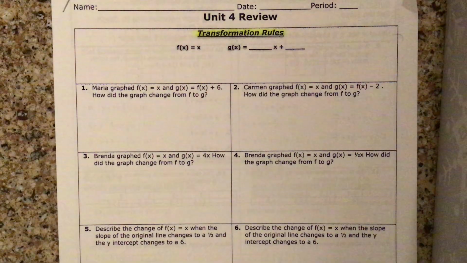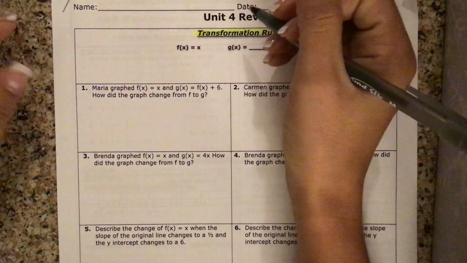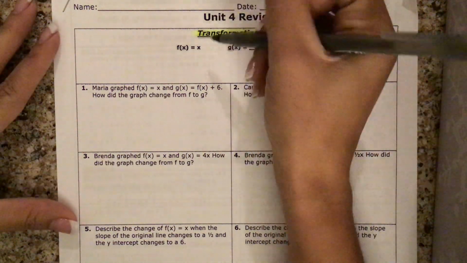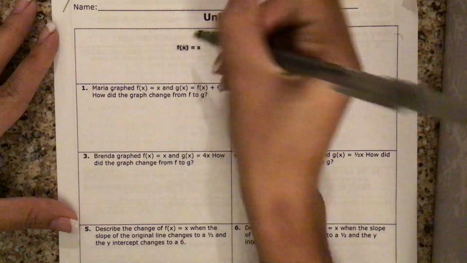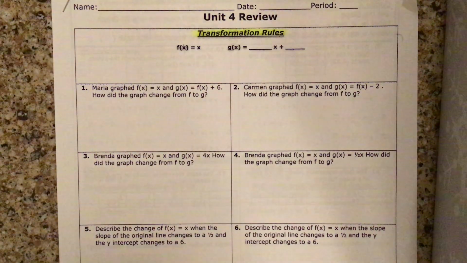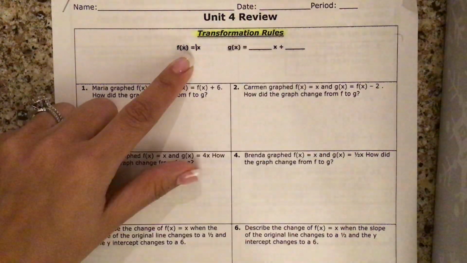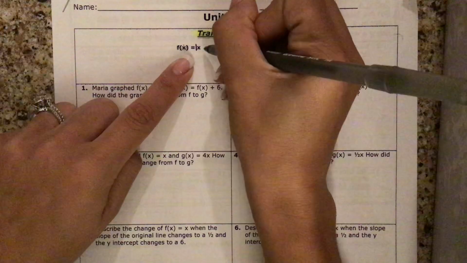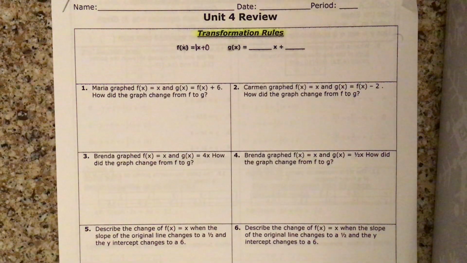So the first unit that we are going to go over was the transformation rule. In unit 4, the first piece that we talked about was something called transformations. Transformations means that we start with a parent function. So my parent function, f of x, which is the same as y equals x. In the parent function, it had a slope of 1 because that's a 1x, and it had a y-intercept of 0 because there was no number in the back.